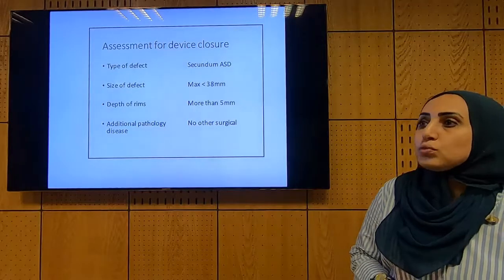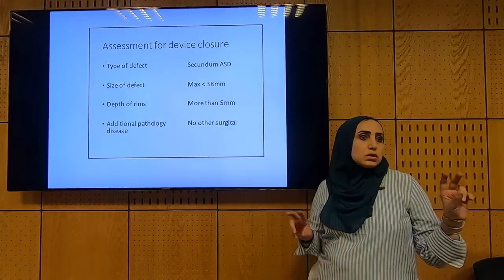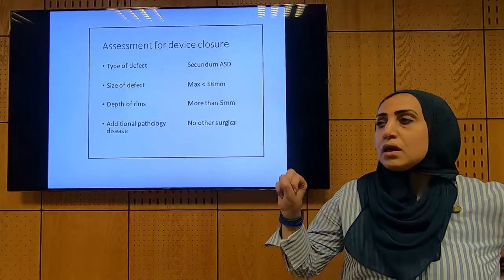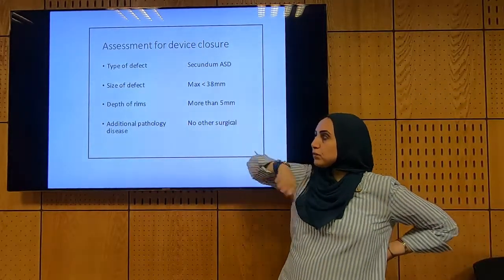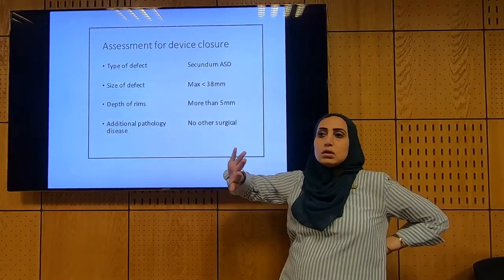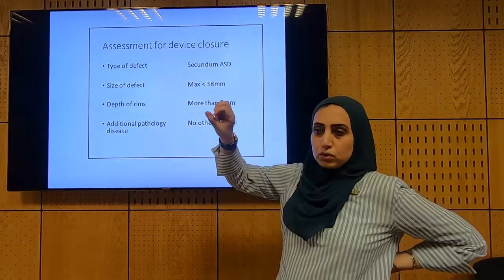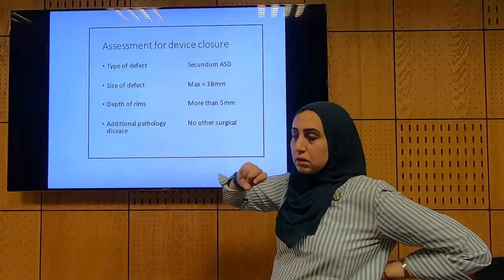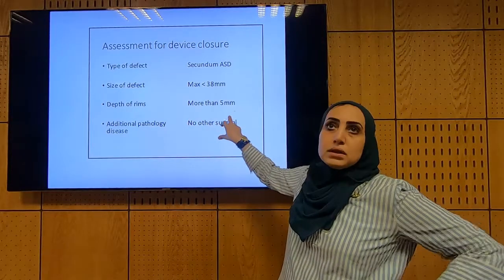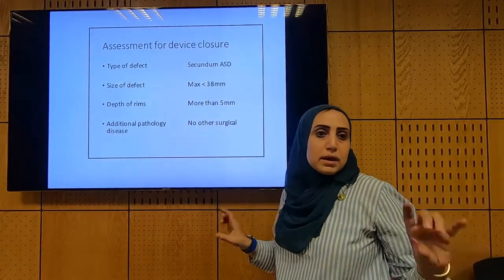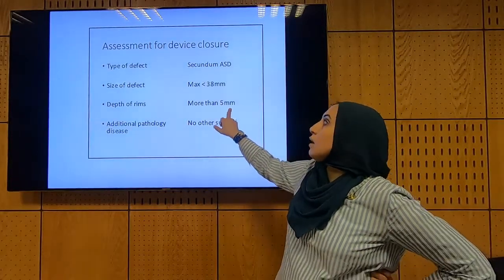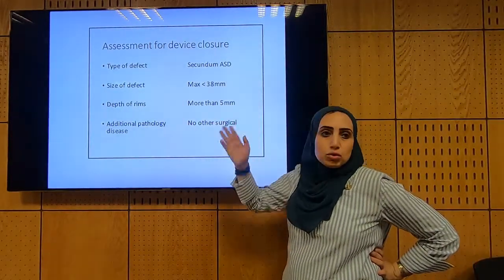The size of the defect should be less than 40 for technical reasons. I mean, the biggest device couldn't cover a defect of more than 40. So if you have an ASD secundum but it's 42, sometimes we have to send it for surgery because we don't have enough size to close this defect. Rims means the remnant part of the septum around the defect, it should be more than 5 millimeters, not in all directions.